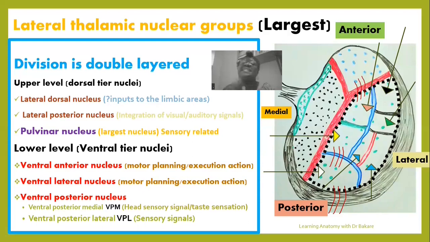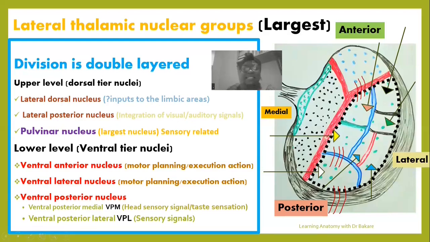But knowing the details and the position on how they are established will enhance easy understanding and you would be able to state specifically where each of these nuclei are located, especially in the lateral thalamic nuclear group, which of course appears to be more complicated. The ventral posterior nucleus is responsible for sensory function. So they are involved in creating relay sites for sensory pathways.